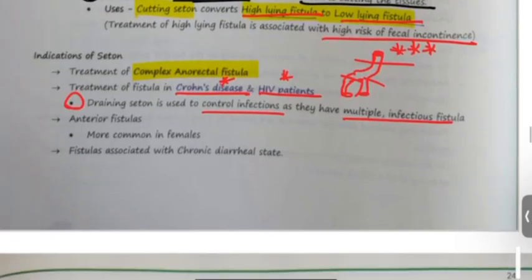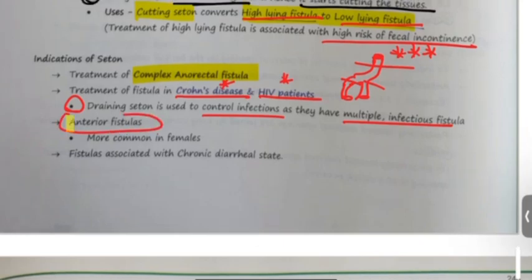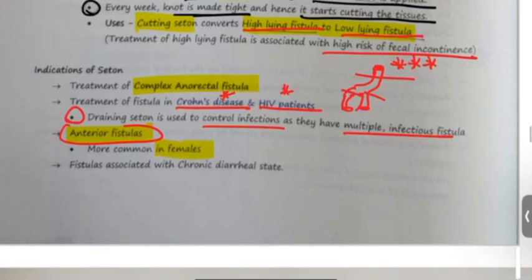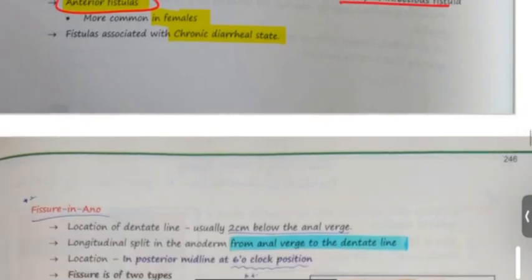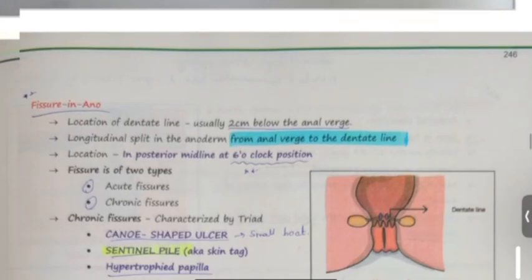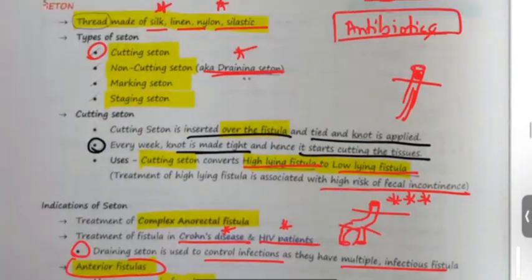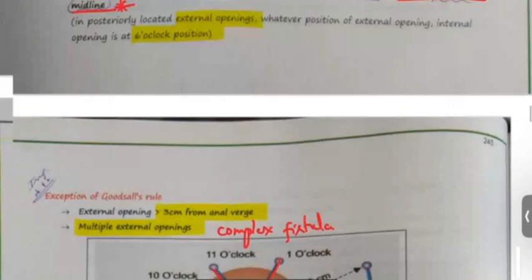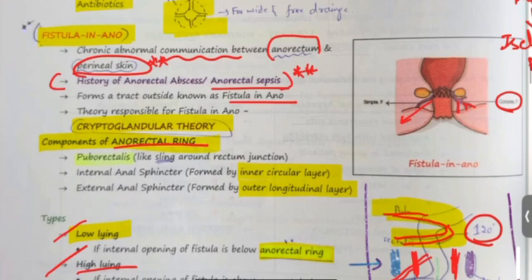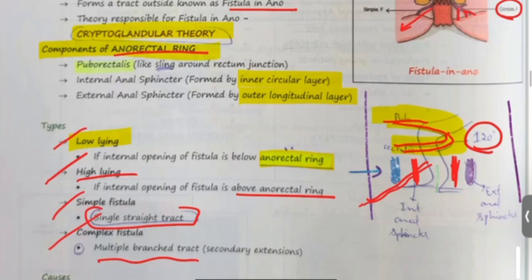Okay, and there are some other types of uses. In case of anterior fistulas also we can use setons, and anterior fistulas are usually common in females. Other than this, we can use setons to treat fistulas associated with chronic diarrheal state. Okay, so this was about management of fistula in ano. Fistula in ano is an important topic, hence we have discussed it for some time, I guess.